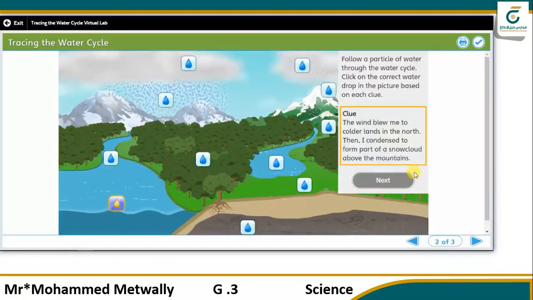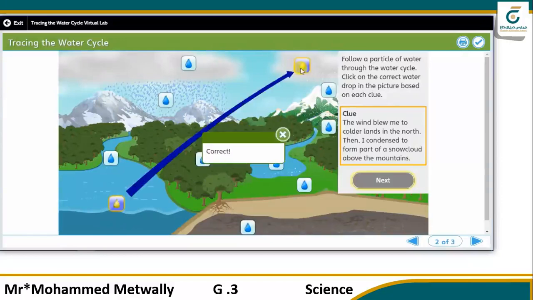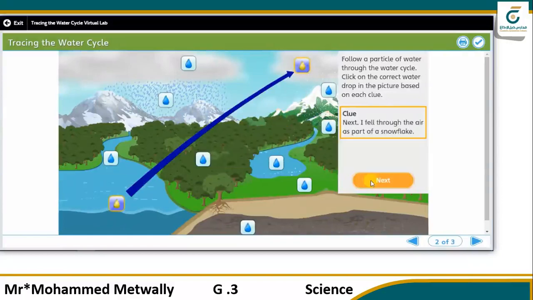The wind blew me to colder lands in the north, then I condensed to form part of a snow cloud above the mountains. Where are the mountains? There are 3 mountains. Which one is the correct one here? I guess there, so I can press here and guess what? Yes, of course, that's true. Yes, next to another clue.